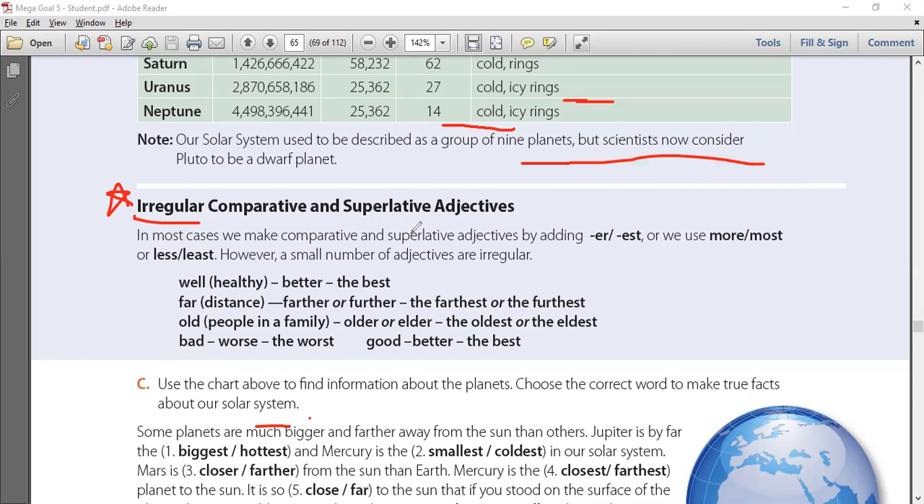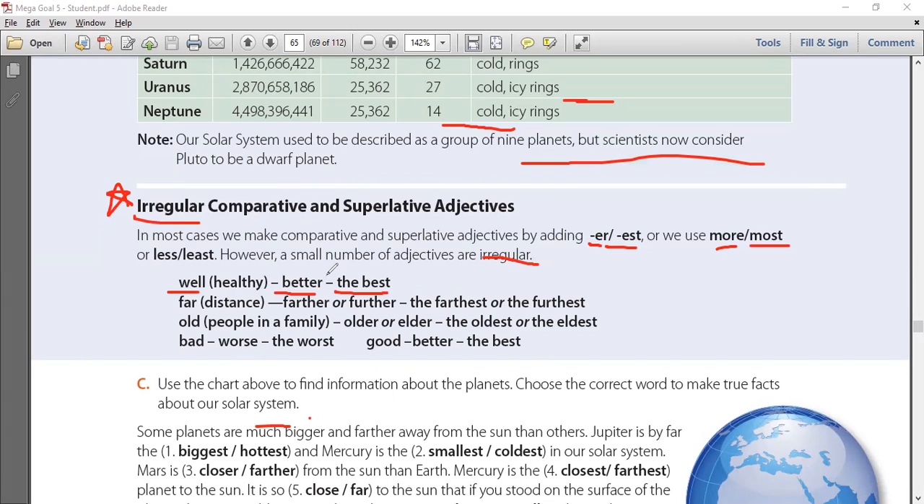In most cases, we make comparative and superlative adjectives by adding, as we said, er, est, or we use more and most with long adjectives, or least and less. However, a small number of adjectives are irregular. What are they? Well, which means someone who's healthy. So the adjective is well. The comparative form is better. So, for example, this food is better than the other one, or this egg is better than the cheese. Okay, while the superlative form is the best. This egg is the best, for example, or anything.